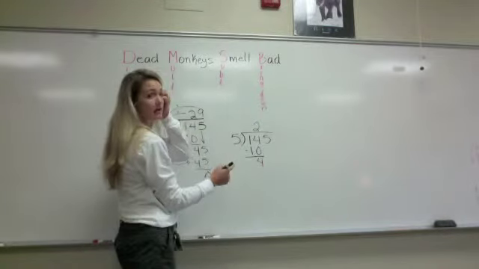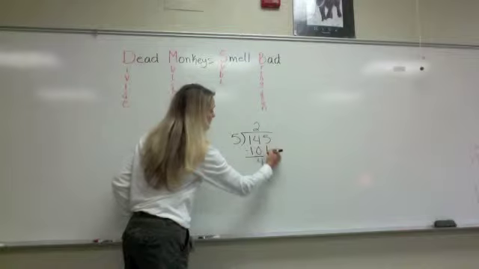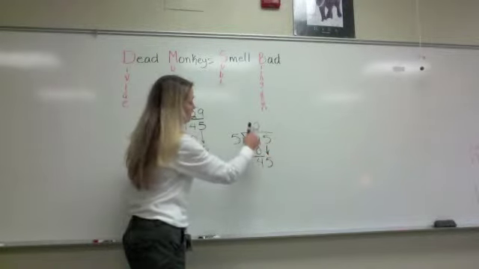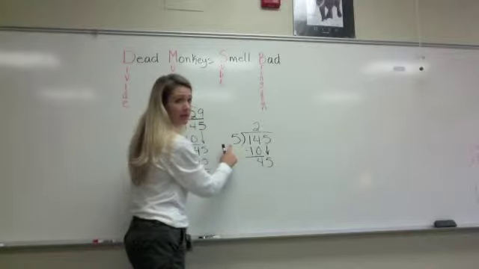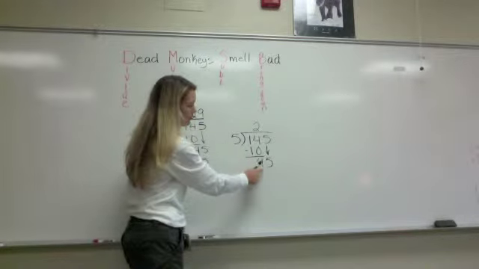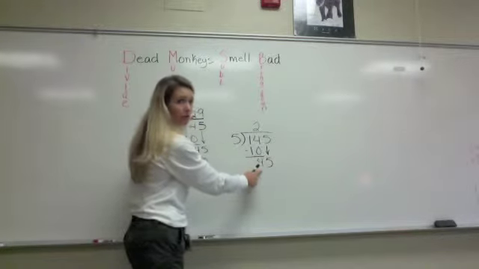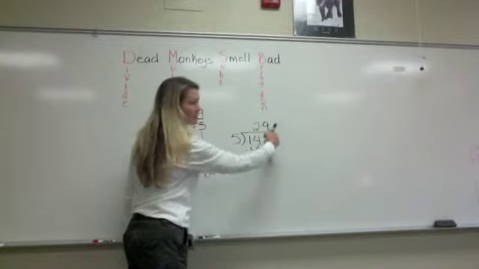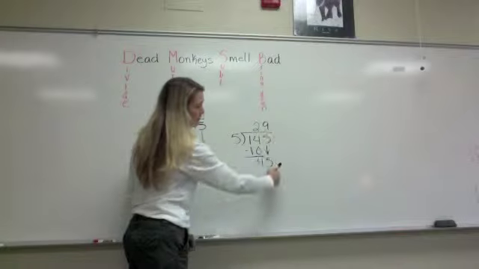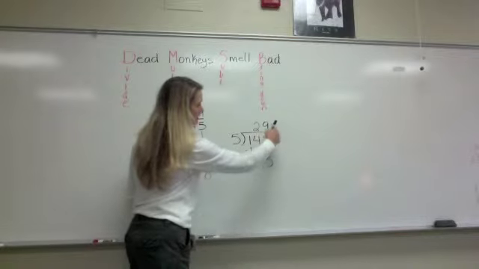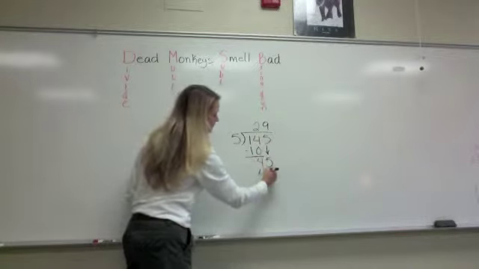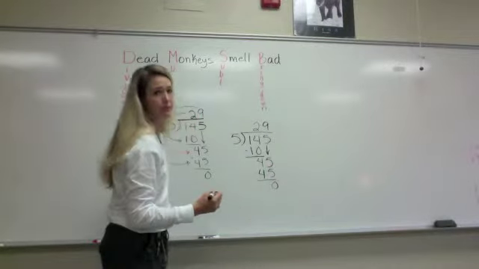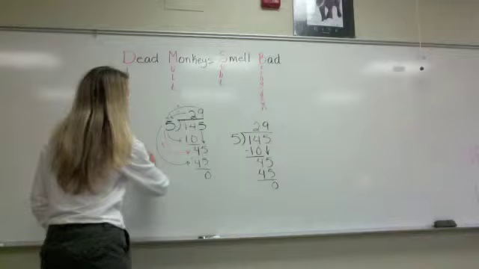Now I bring down, and I have 45. Now I ask myself, how many times can 5 go into 45? Well, it goes in 9 times. I write it over the 5. This is the number I brought down. That's the number I'm going to write it over. 9 times 5 is 45, and I subtract and get 0. Okay?